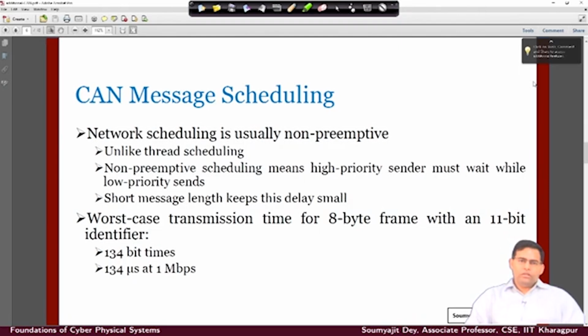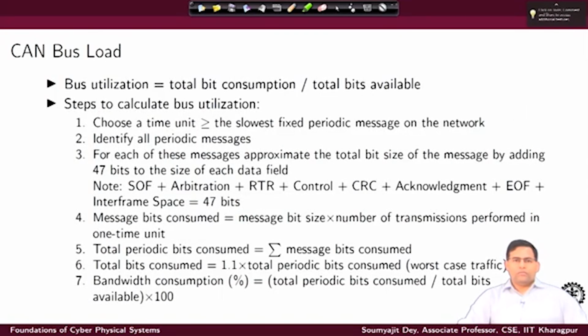Now coming to the other issue, what about the worst case transmission time for CAN bus? If I have an 8-byte data frame with an 11-bit identifier, we can reach up to a speed of 1 Mbps in the worst case. So now let's get an idea of how CAN bus loads are computed in general. Let's say I have a set of CAN packets to send, and we give their periodicities. How do I know the total CAN bus load? This is a very simple computation.